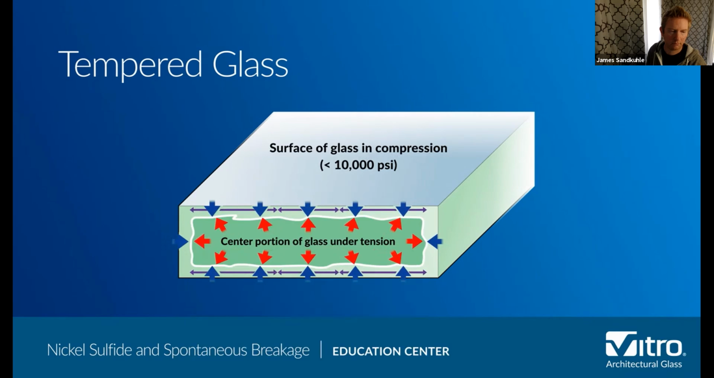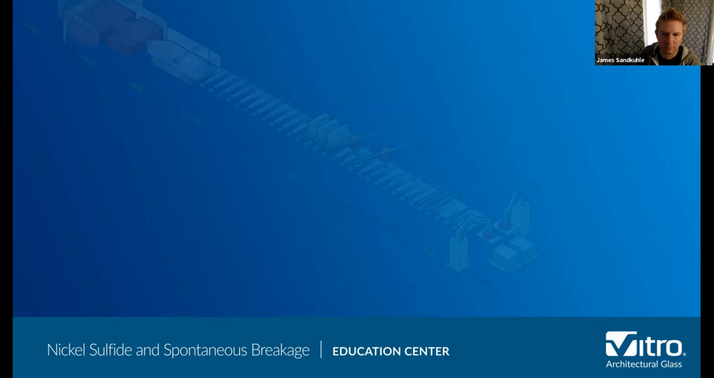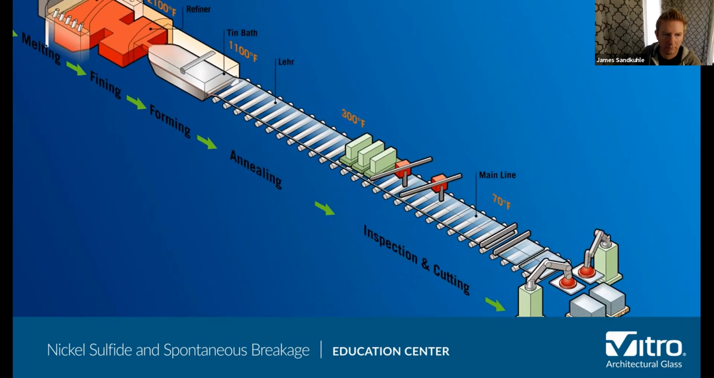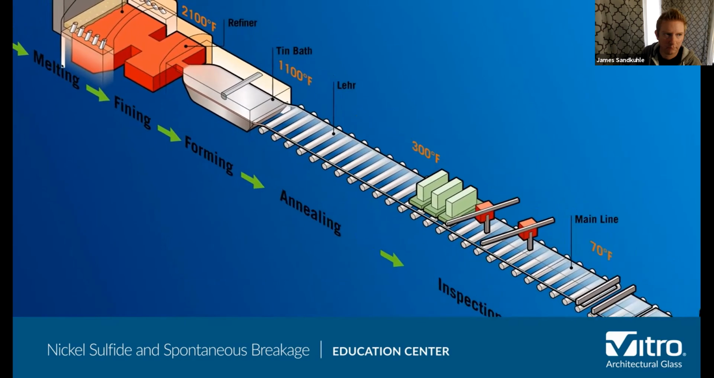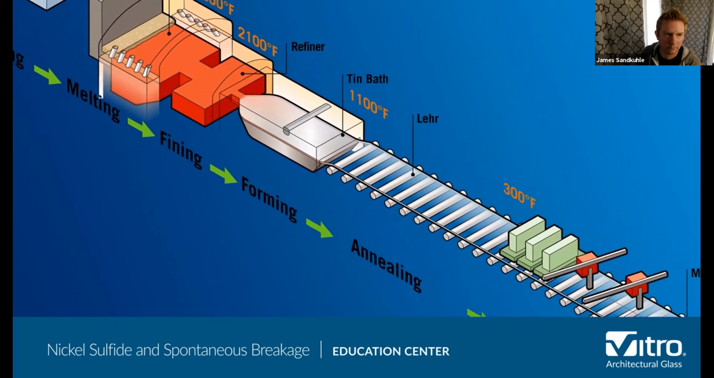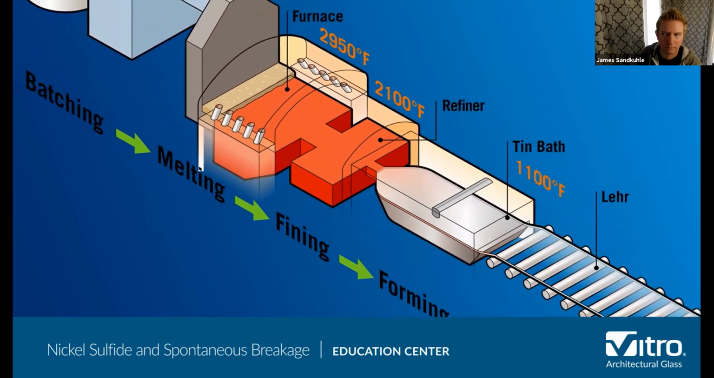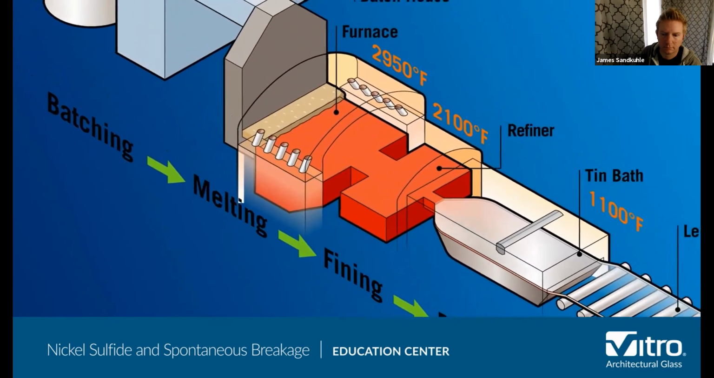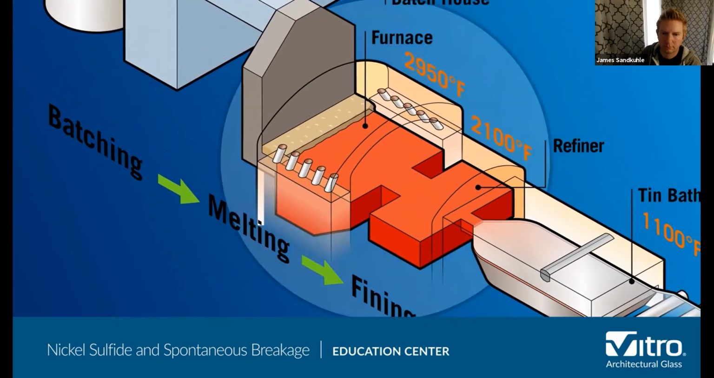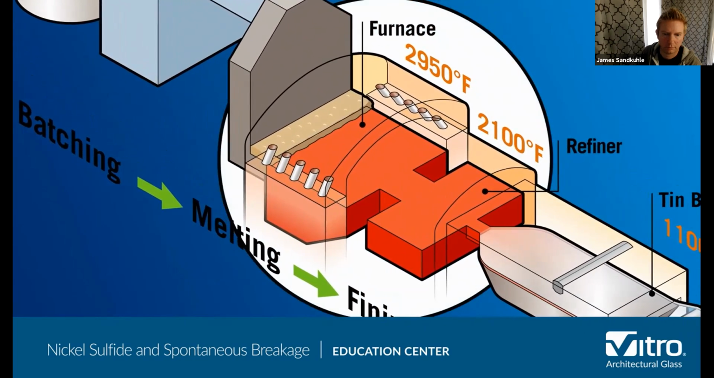However, even with that level of strength, there are instances when a piece of glass may break spontaneously. While it's very rare, one possible reason a spontaneous break may occur can be traced to the presence of a nickel sulfide stone. This stone can form during the production of float glass due to nickel contamination and can end up in the center tension zone of tempered glass.